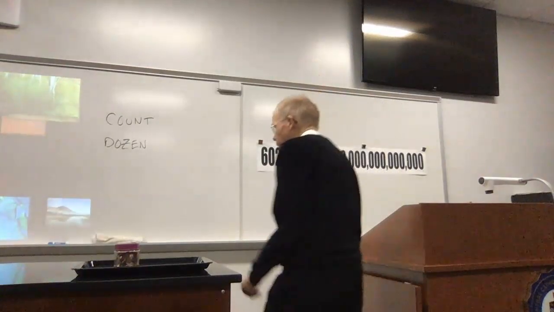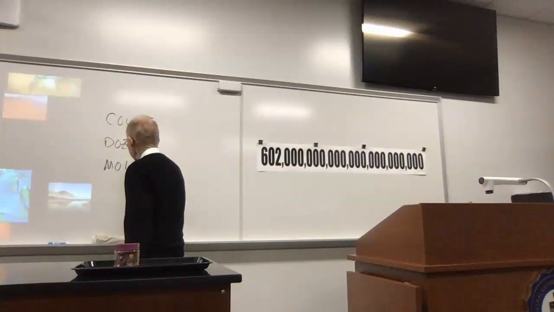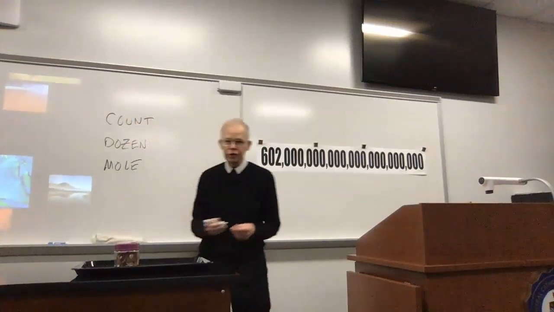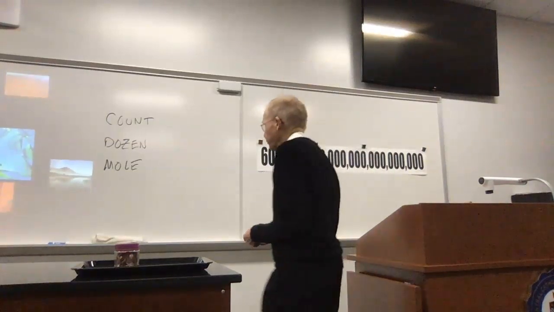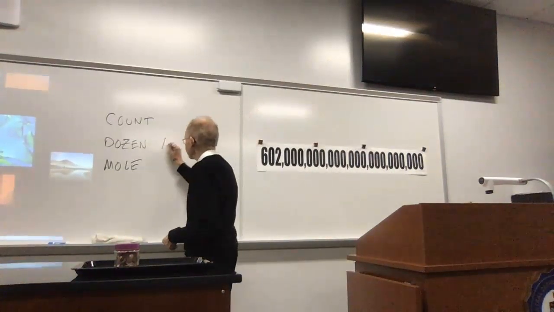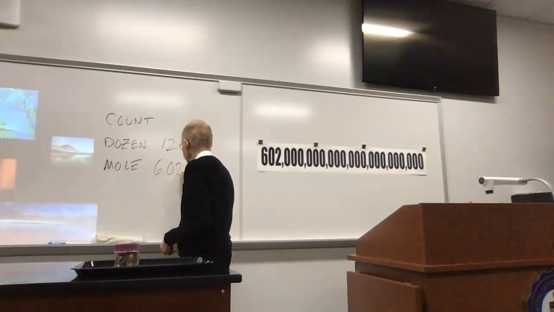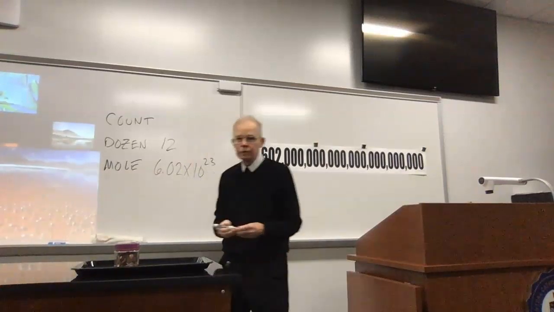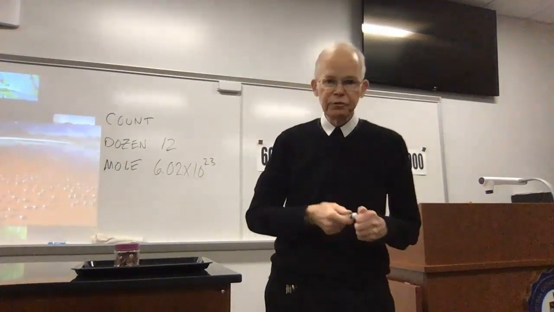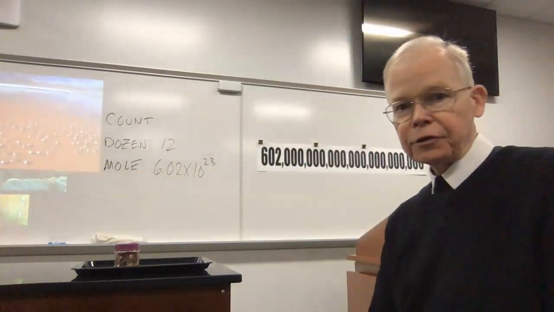We call it the mole. It's named after Amadeo Avogadro, so we refer to it as Avogadro's number. So if I put the numbers up here, the dozen is 12, the mole is 6.02 times 10 to the 23rd. So if you were to write that in your notebooks, it would be 6.02 followed by 21 zeros.